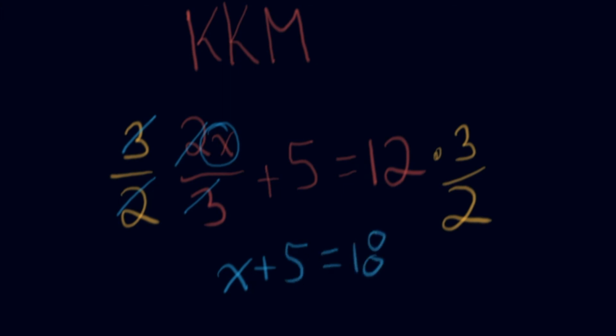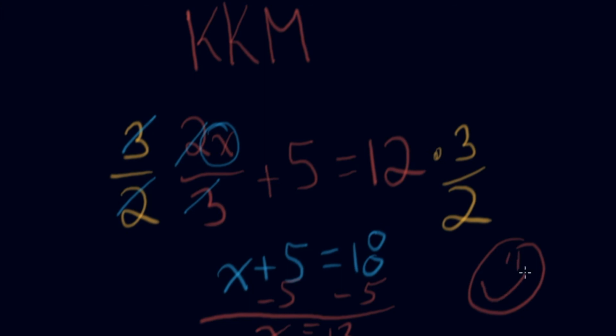I would go and I would subtract both sides by 5. And I would get x equals 13. Yay! And I would be all happy, like, I rock. This is awesome. Well, you would be wrong.